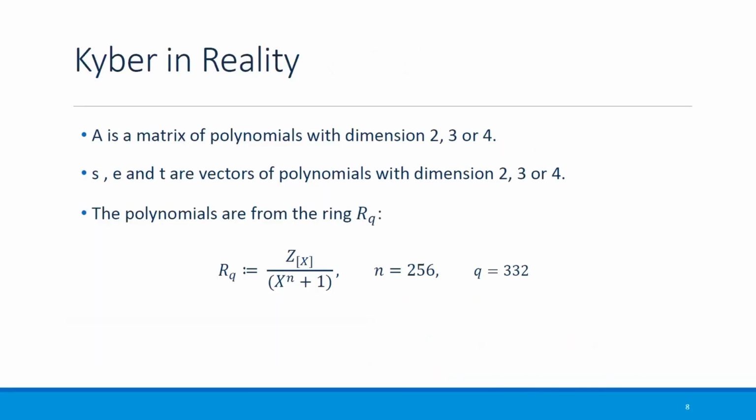Here, maybe just two things that I should mention: for the Kyber implementation, all the matrices and vectors have entries that are polynomials, and the polynomial is in this ring, which simply means that all the degrees of the polynomial are less than 256, and Q is 3,329. There is a typo here.